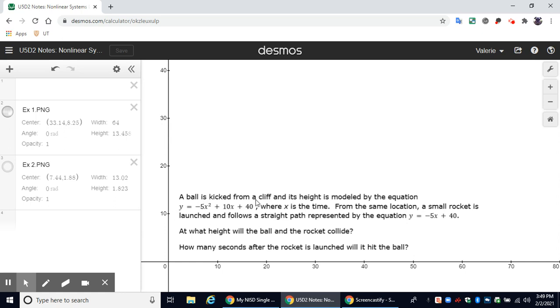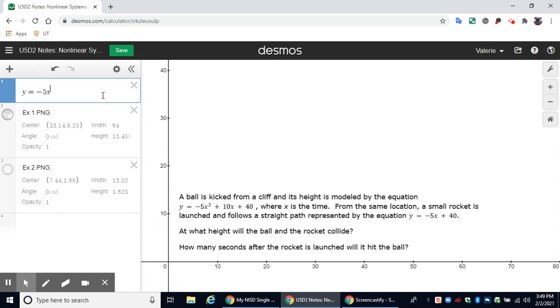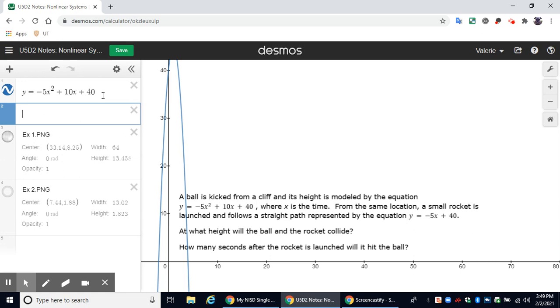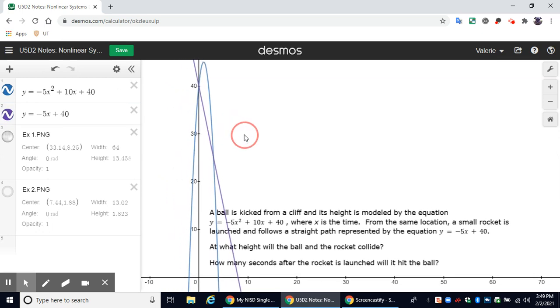So again, we have two equations in this word problem, so we're going to use Desmos and graph both of those equations. We're going to start with the quadratic. Okay, and then let's graph the linear function. Okay, so we can see, let me kind of move this around a little bit here.